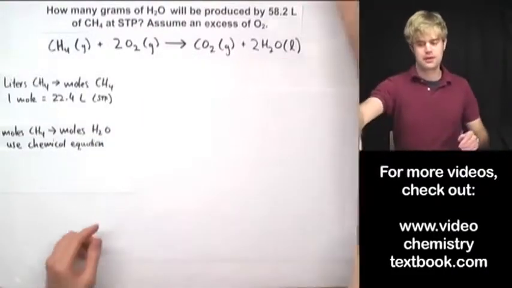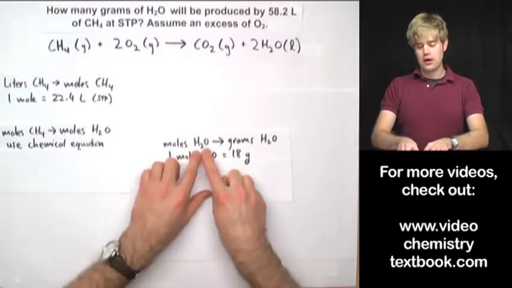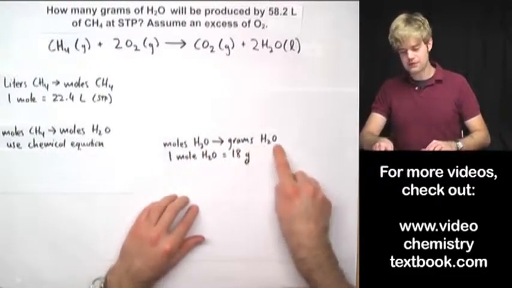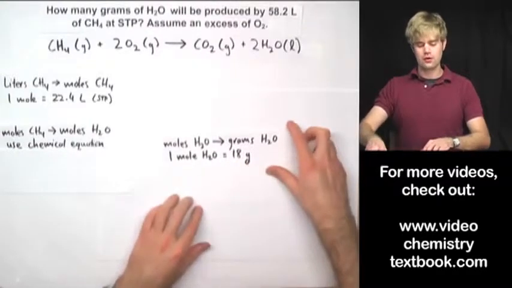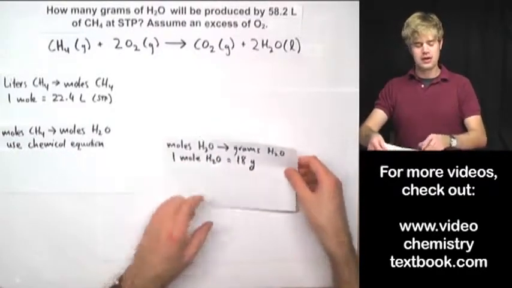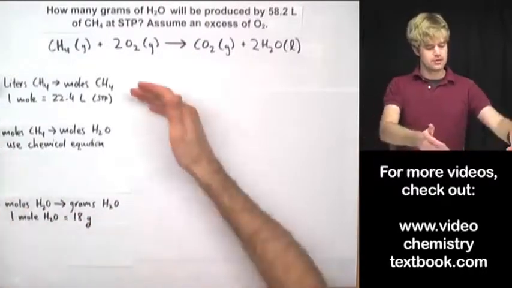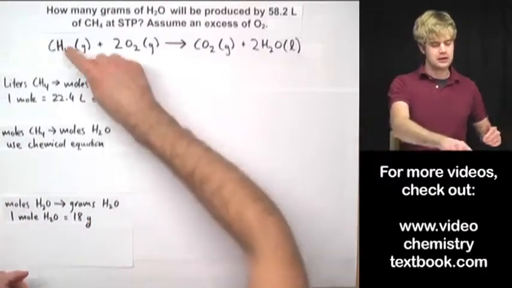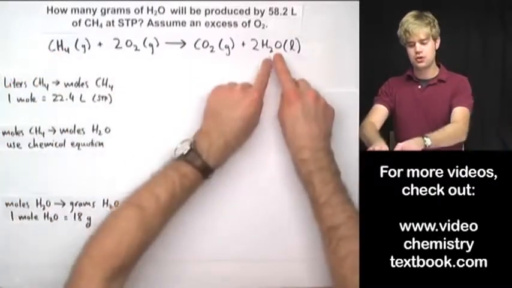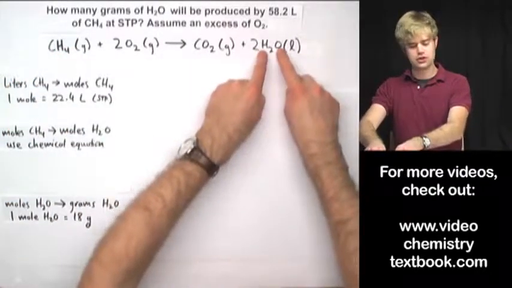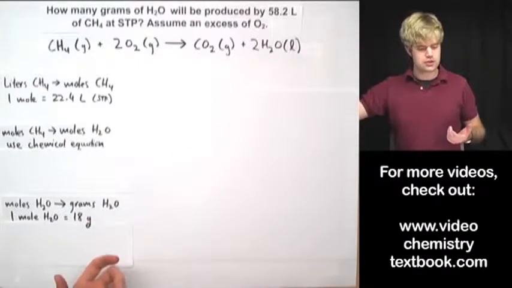So the last thing that I'm going to want to do is take the moles of H2O and convert that to the grams of H2O. I can do that by using the molar mass, which is that one mole of H2O is 18 grams. And that's how I'm going to do that last conversion. So these are my 3 steps. Liters of CH4 to moles of CH4, then moles of CH4 to moles of H2O, and then finally moles of H2O to grams of H2O. Let's get started with the calculations.